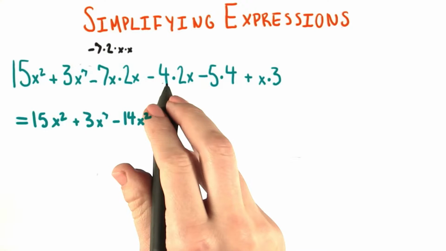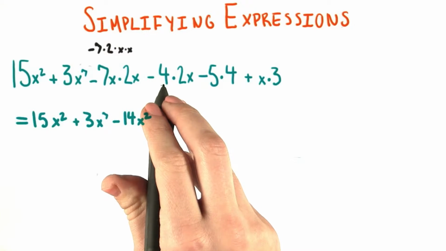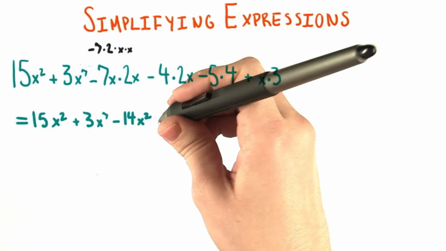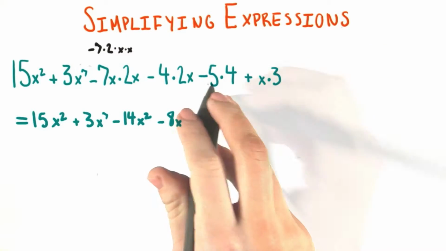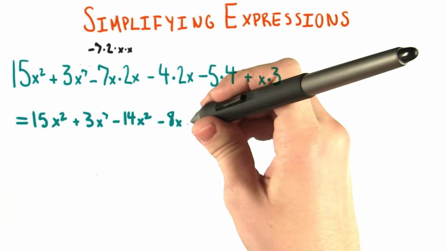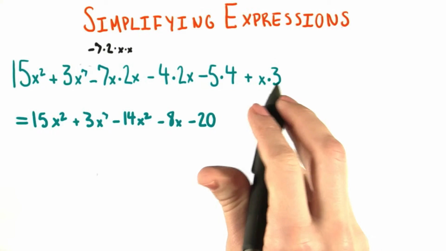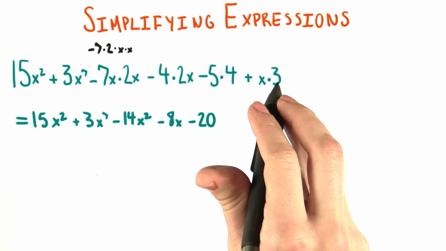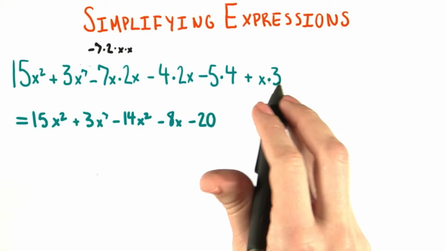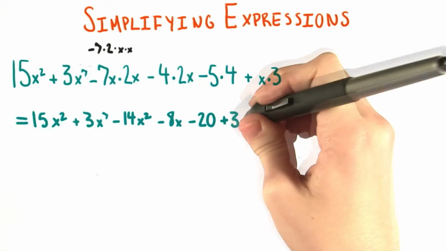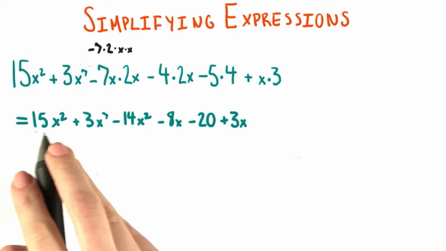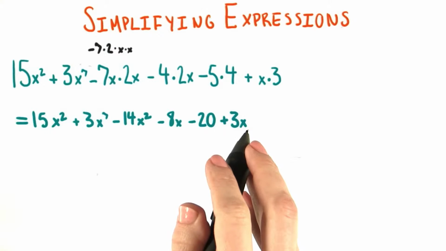Moving on, we have negative 4 times 2x. We can again combine the constant factors. So we have minus 8x. Negative 5 times 4 is 20, so we have negative 20, plus x times 3. We can just rearrange the order of those two, and then we have 3 times x, which is just 3x, so plus 3x. Great! Now each of the terms in and of itself is as simplified as it can get.